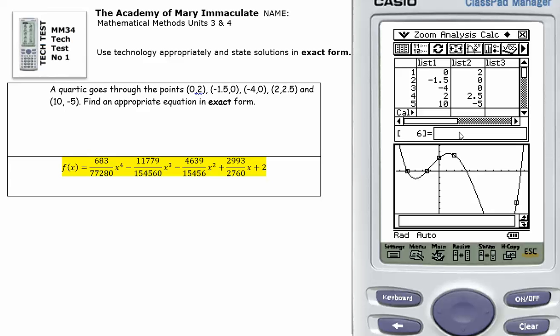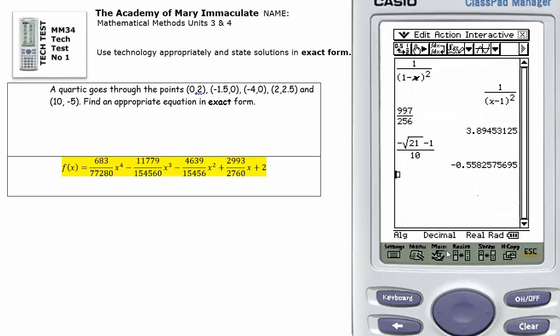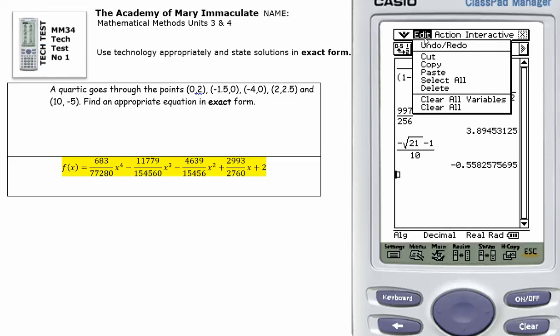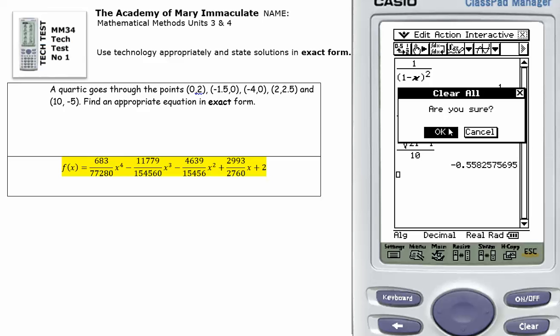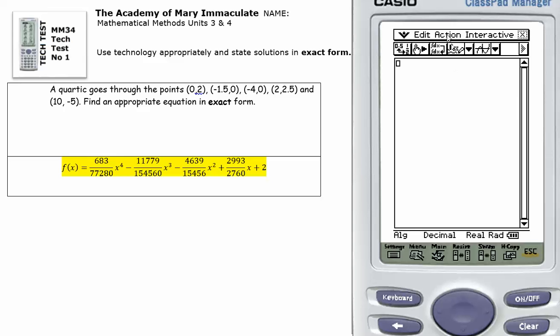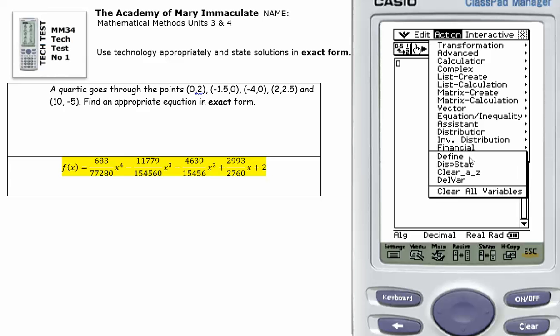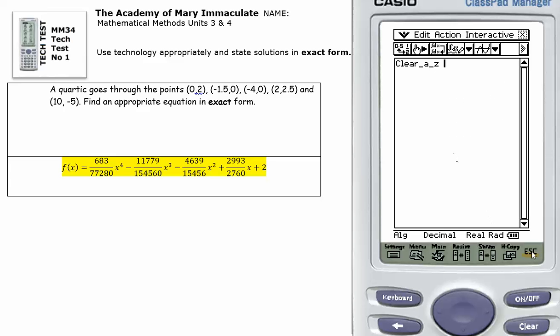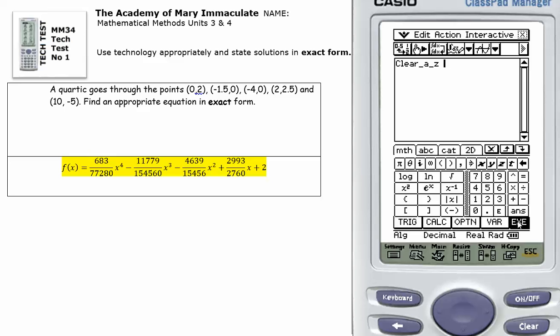So I need to work in Main. So I'm going to go into Main, Edit, Clear All, okay, Edit, Clear All Variables, okay, Action, Command, Clear a–z. All done.